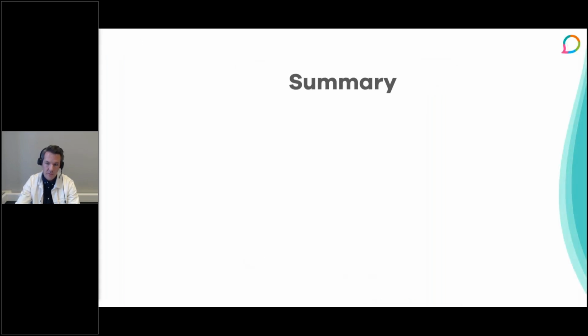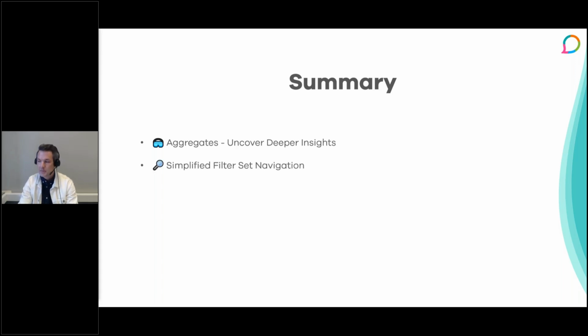So we have a couple of minutes left. I want to summarize the features today that I've been talking about. First of all, Aggregates will uncover deeper insights and save time and give you the perfect overview at your fingertips to understand the complete customer overview, and it can be used on any object regardless of how your Lime CRM solution looks like. We've simplified the filter set navigation, making it easier to find the filter sets, easier to find what you're looking for.